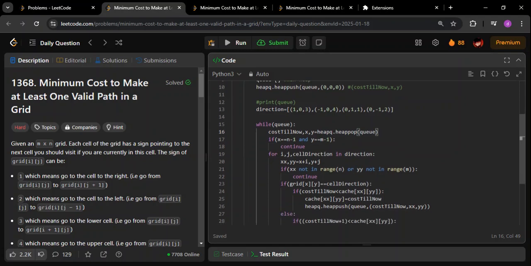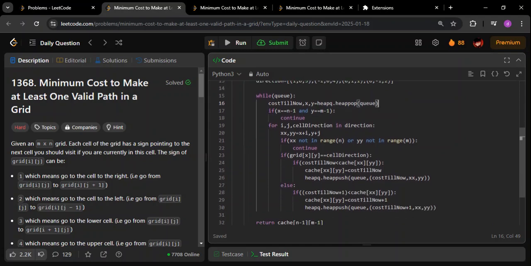Since we are also caching the values, see this part, if the code is trying to reach a cell which is already visited with a higher cost, that will not be allowed.